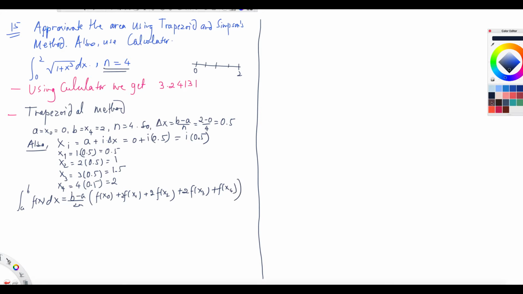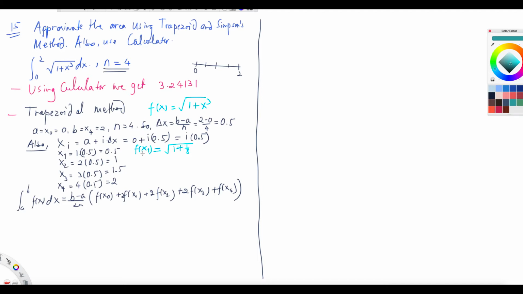Now you just plug in. So what will be f of x1 then? Let me use a different color for that. So f of x1, you just plug in. What is f of x though? f of x is equal to the square root of 1 plus x cubed. So for f of x1, you get the square root of 1 plus 0.5 cubed. 0.5 is 1/2, cubed is 1/8, right? 1 plus 1/8. That's what you get. Square root of 1 plus 1/8.